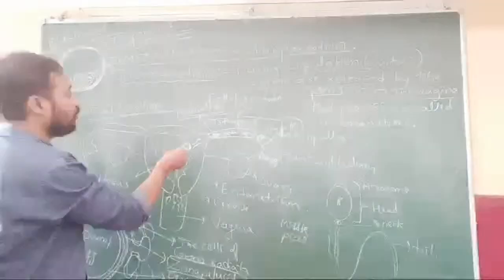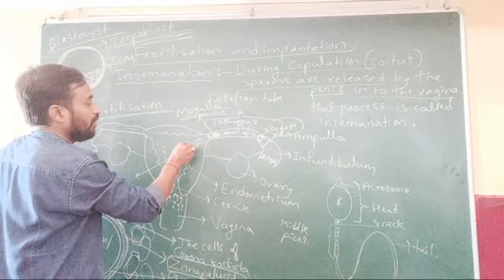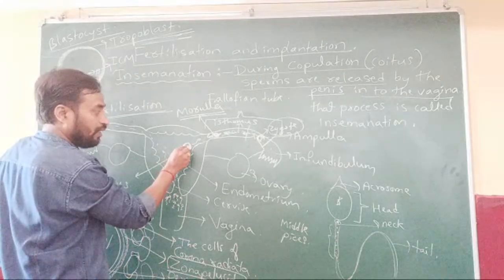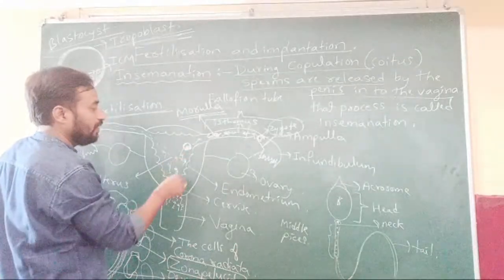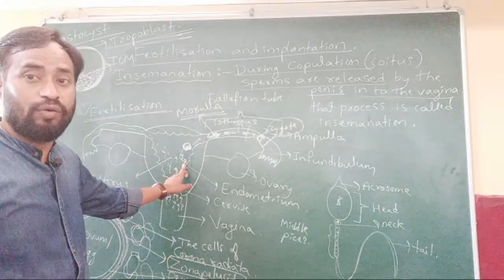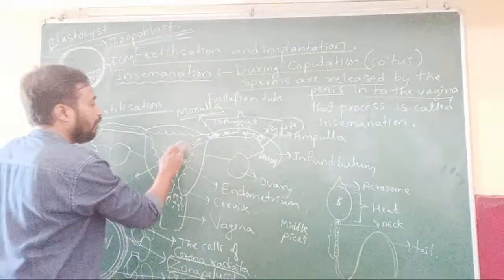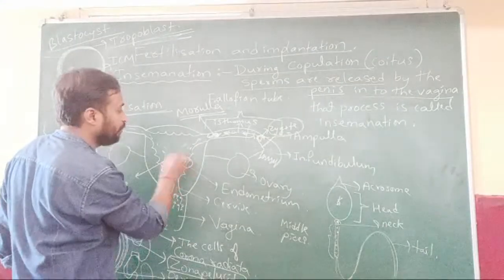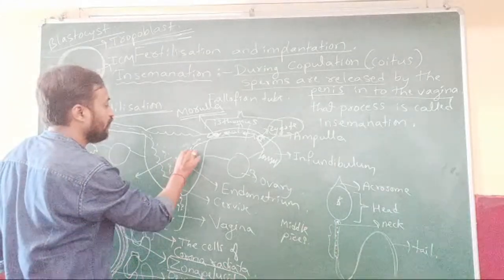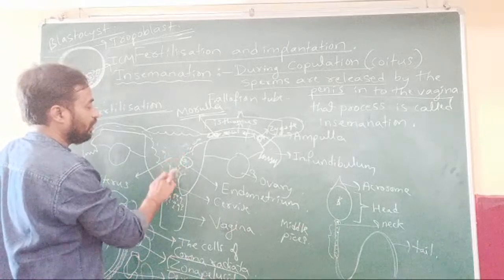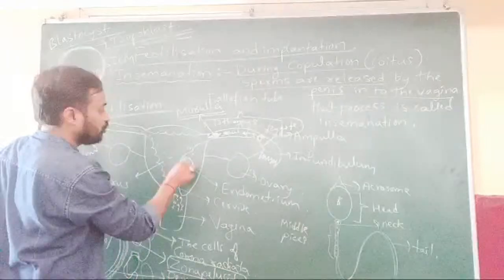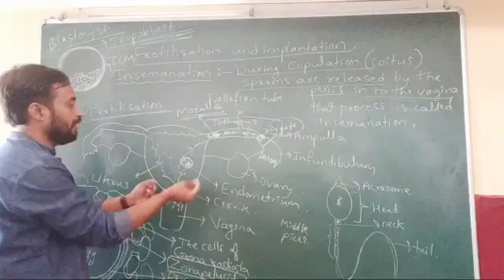After becoming a blastocyst, this ovum will reach the endometrium of the uterus. After reaching the endometrium, it gets embedded in the cells and tissues of the endometrium. The blastocyst will get embedded.